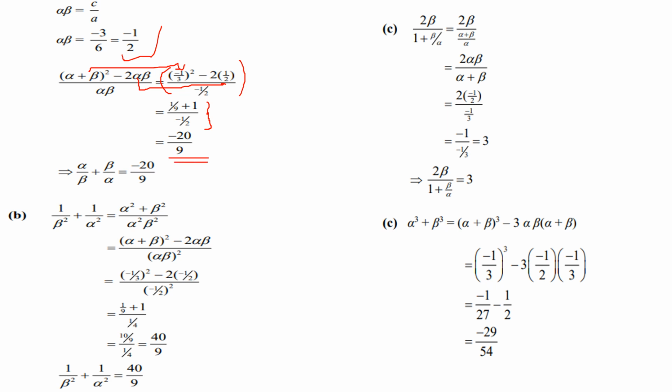Therefore, alpha divided by beta plus beta divided by alpha is going to give you this answer. So proceed to part B. Part B, do the same thing. Whenever fractions are given, you make sure that you find the LCM. So the LCM is going to be alpha squared beta squared. Once you divide alpha squared beta squared by beta squared, you're going to get alpha squared, and alpha squared times 1, you're going to get alpha squared.